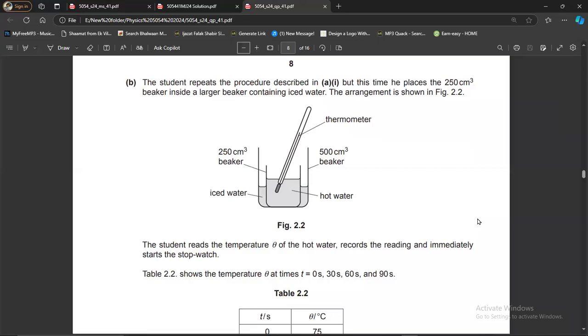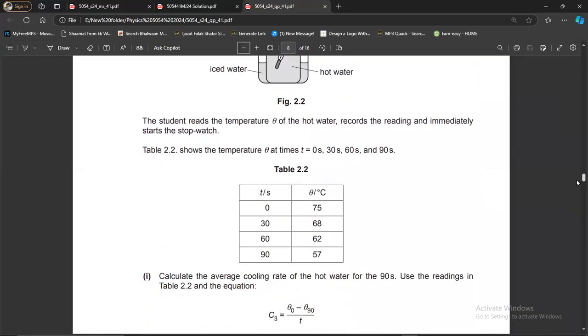Table 2.2 shows the temperature theta at the time t equals 0 seconds, at 30 seconds, 60 seconds, and 90 seconds. So this time the initial temperature when the time is 0 is 75, and after 30 seconds 68, after 60 seconds 62, at 90 seconds it is 57. Calculate the average cooling rate of the hot water for the 90 seconds. Use the readings in table 2.2.